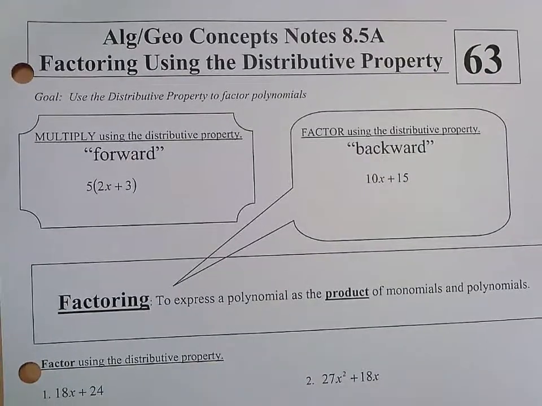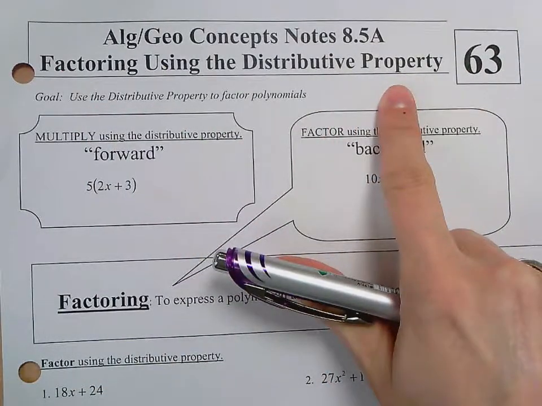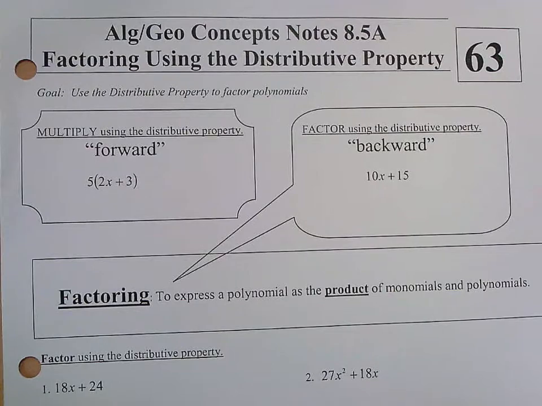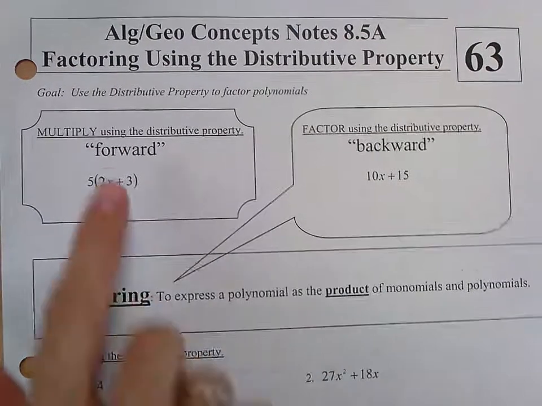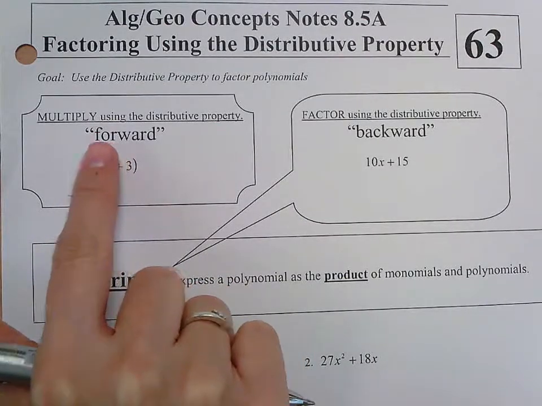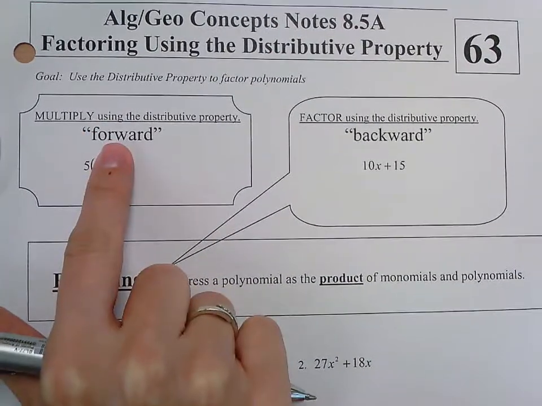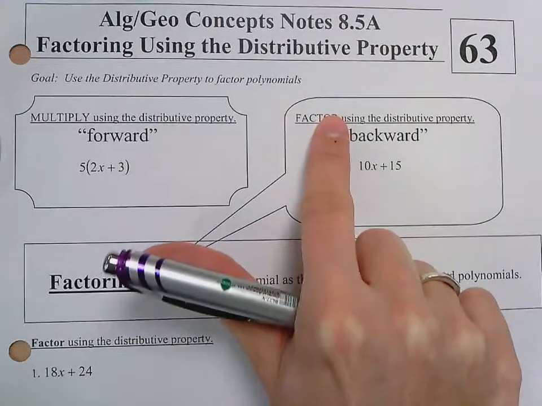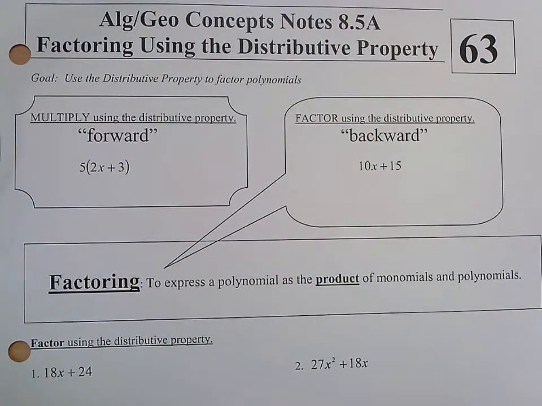So today, the first method of factoring that we're using is using the distributive property to factor. You have used the distributive property already to multiply. So I have here the multiplying, which is the forward version of the distributive property. Factoring is doing the reverse, the backward version.